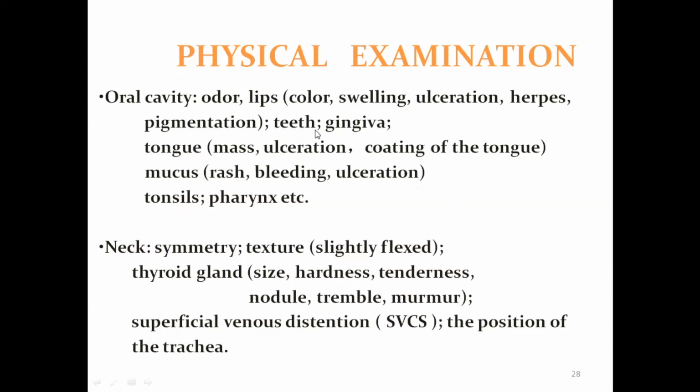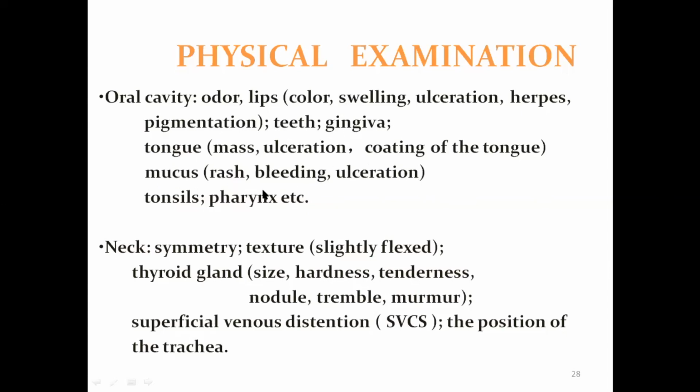And teeth, you have to check. Gingiva, you have to check. Tongue, you have to check. Mass, ulceration, coating of the tongue is very important. Some kinds of diseases can give a clue there. And then mucosa, rash, bleeding, ulceration, and tonsils and pharynx. This is all the content for your oral cavity.